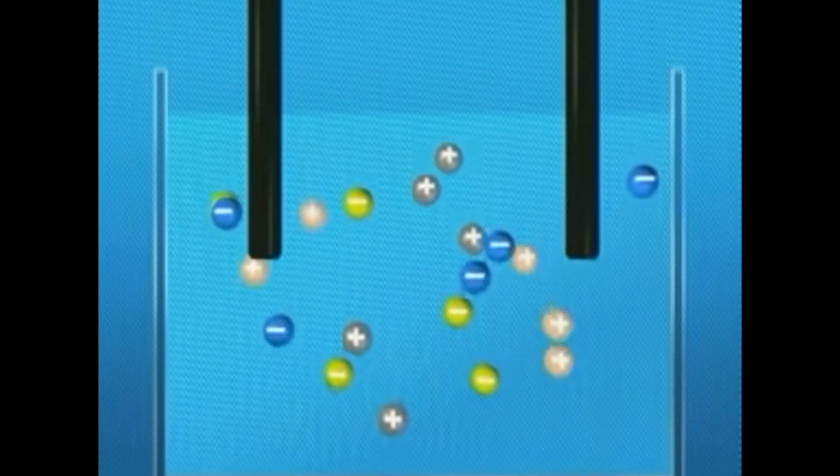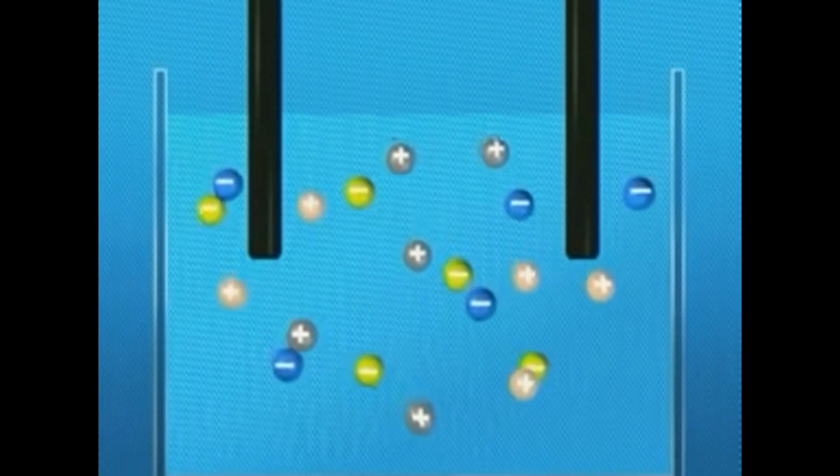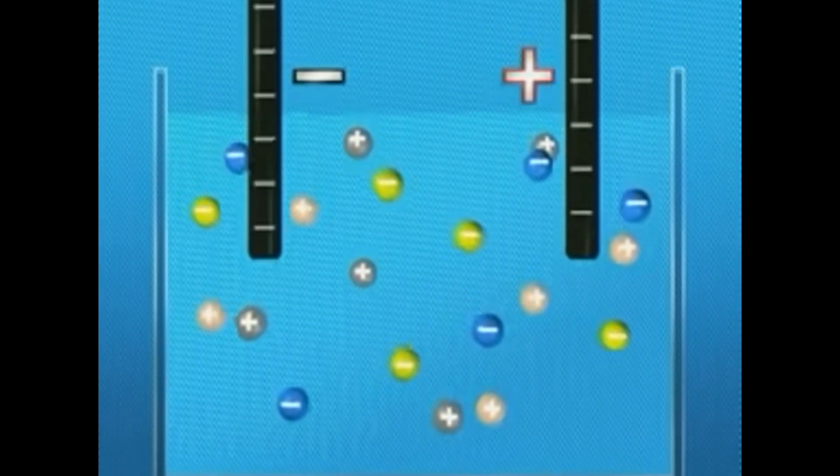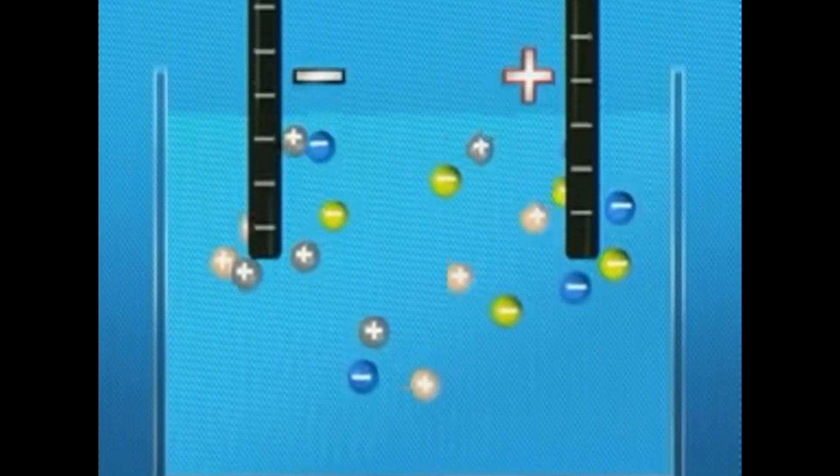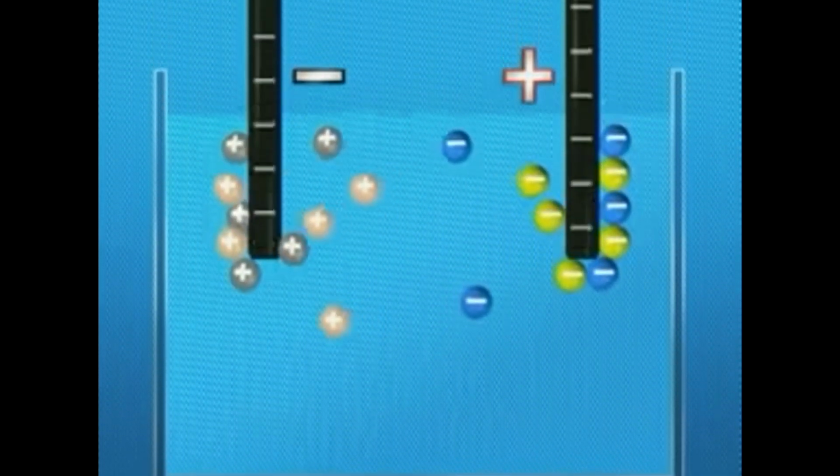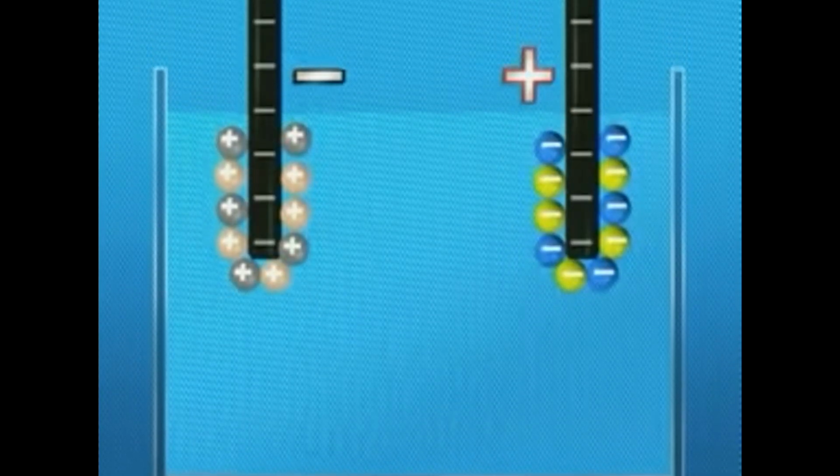These charged particles are all free to move. Once the power supply is switched on, the positive ions are attracted to the negative electrode. The negative ions move towards the positive.